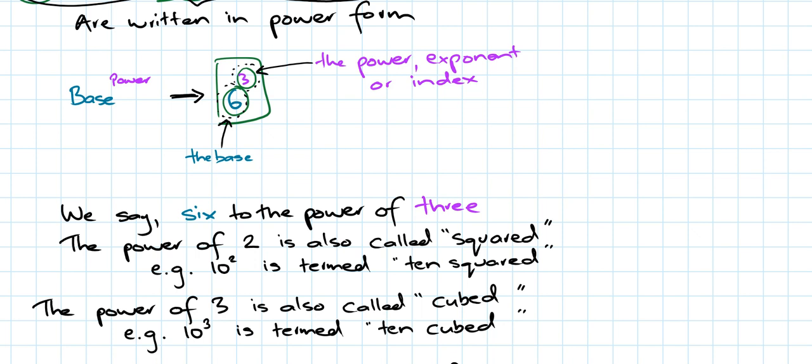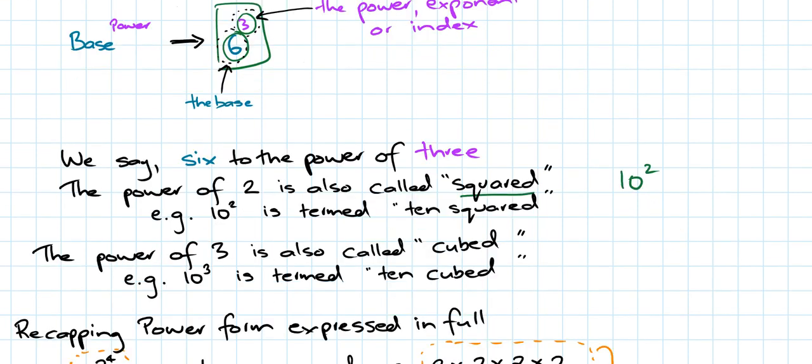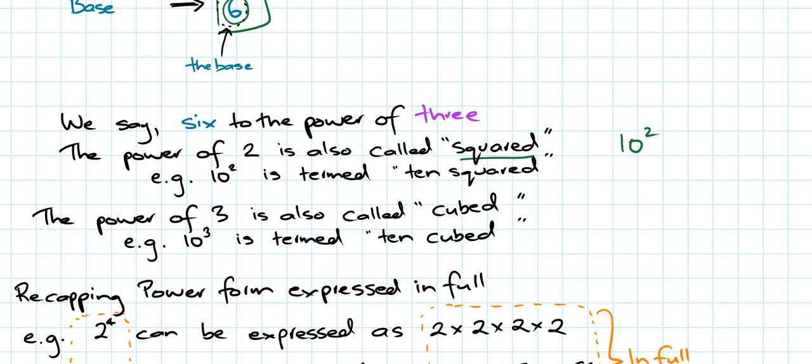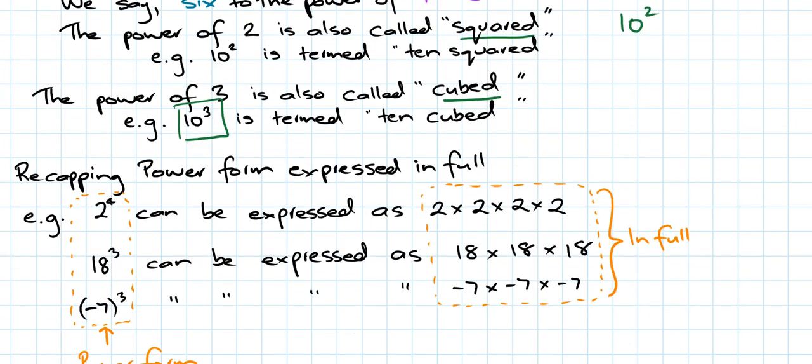When we're thinking about the power of 2, we can also say that it is squared. So if you've got 10 to the power of 2, that's the same as saying 10 squared. Likewise with the power of 3, another term we use is cubed. So if you've got 10 to the power of 3, that can be rephrased as 10 cubed.